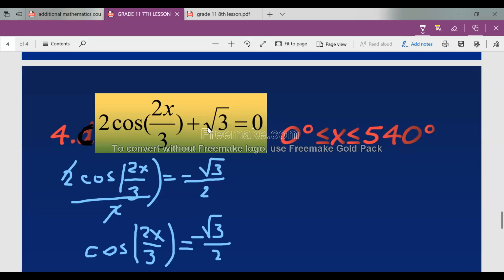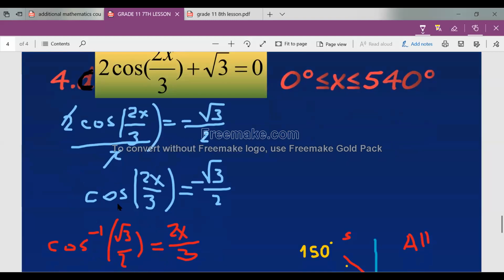First of all, you will isolate cosine 2x over 3, and we will find in which quadrants we are going to find the angles. I told you, if you remember, take that square root of 3 to the right hand side of the equation. When you divide both sides by 2, you isolate cosine 2x over 3 equals negative square root of 3 over 2. Now we can find our angle in which quadrants.